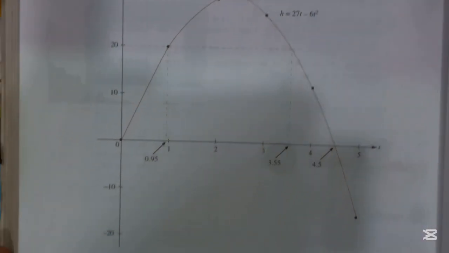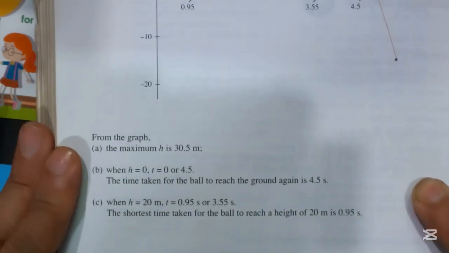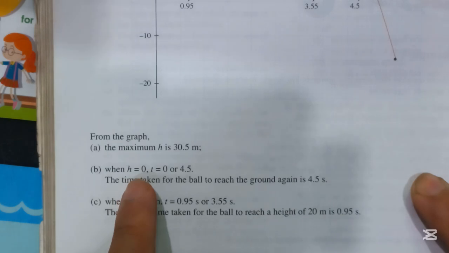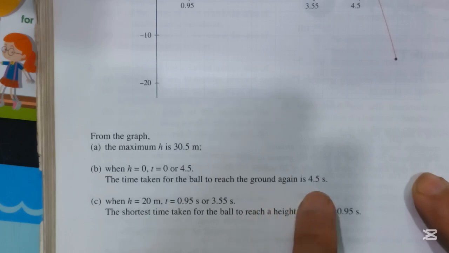So look now, here is the answer. When h is equal to 0, t is equal to 0 or 4.5. The time taken for the ball to reach the ground again is 4.5.